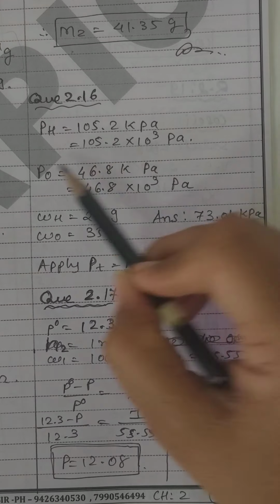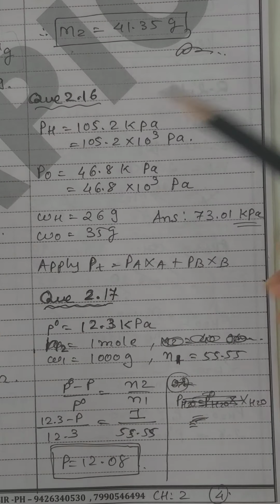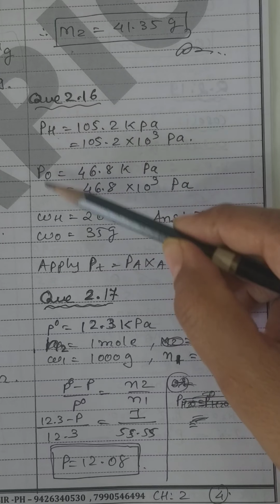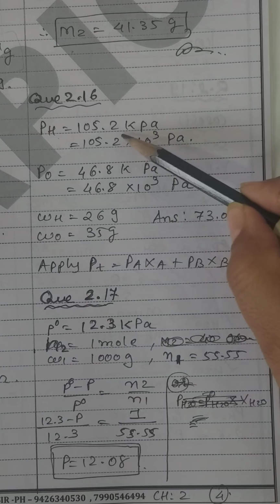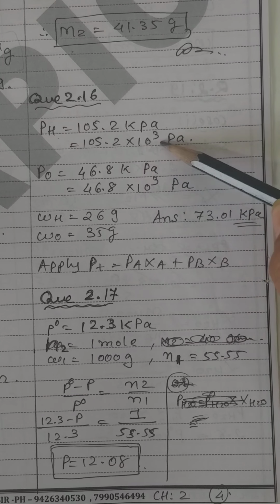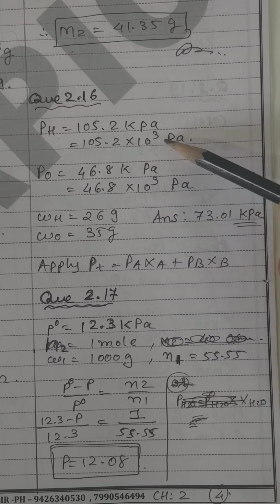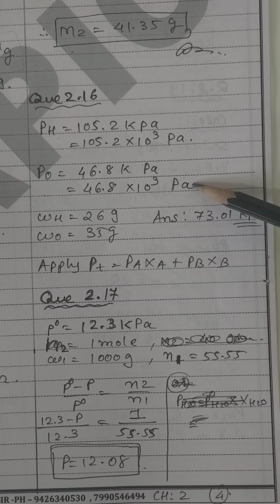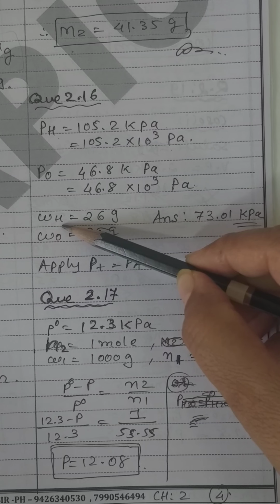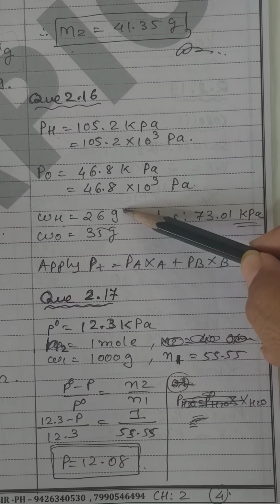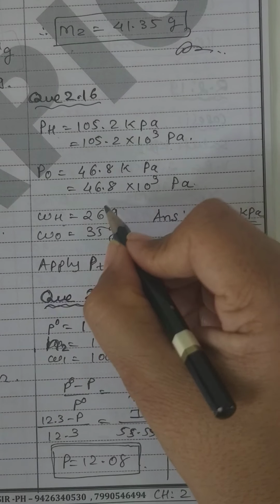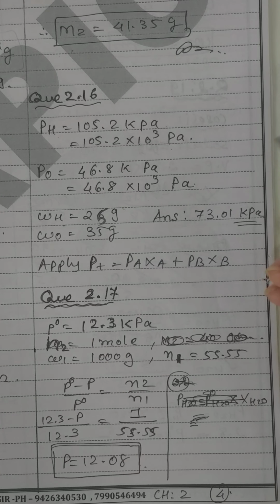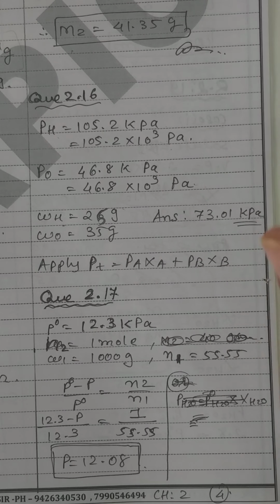Now we have two components, heptane and octane, PH and PO. H for heptane and O for octane. It is 105.2 kilopascal. Now kilo means 10 raised to 3, so we will convert into pascal by applying 10 raised to 3. 46.8 kilopascal, that is 46.8 into 10 raised to 3 pascal. Now the weight of the heptane is given, that is 25 gram of heptane, and the weight of the octane is given, 35 gram. Just I will show you how to calculate the question.